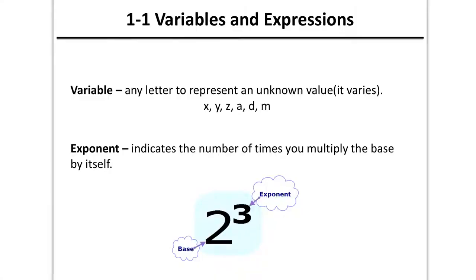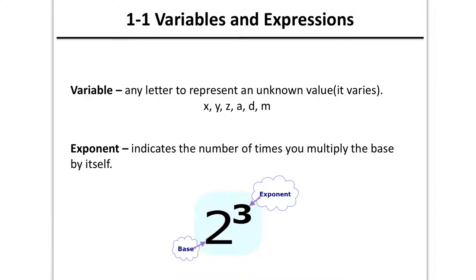Hey, what's up guys? This video is for section 1-1, which is variables and expressions. So we are going to start looking at what a variable is and how we use that in algebra. And also, some variables or some numbers also have an exponent. So we are going to look at those exponents, and when you put variables and numbers together, then we are going to make an expression.